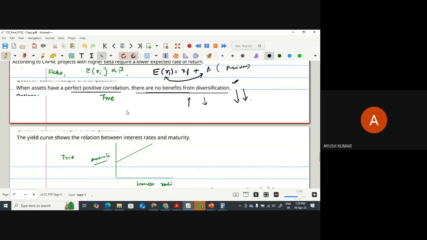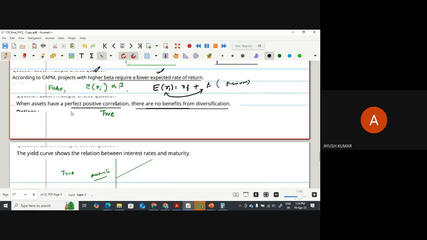Sir, I have one question. Yeah. Sir, as we understand, beta is a market sensitivity. Yes. So it should be directly proportional, that if the beta is high, we should expect higher return.